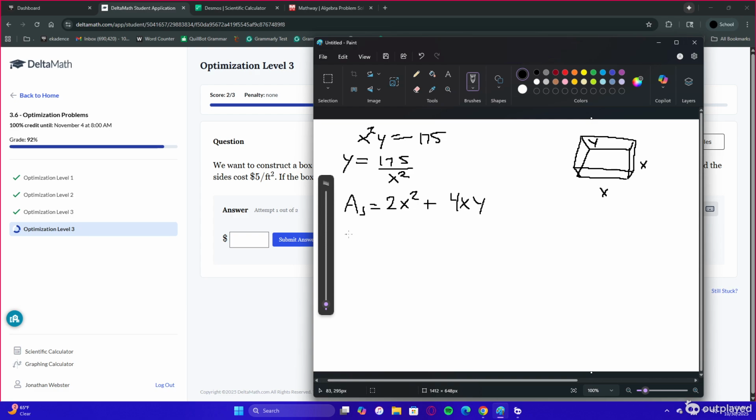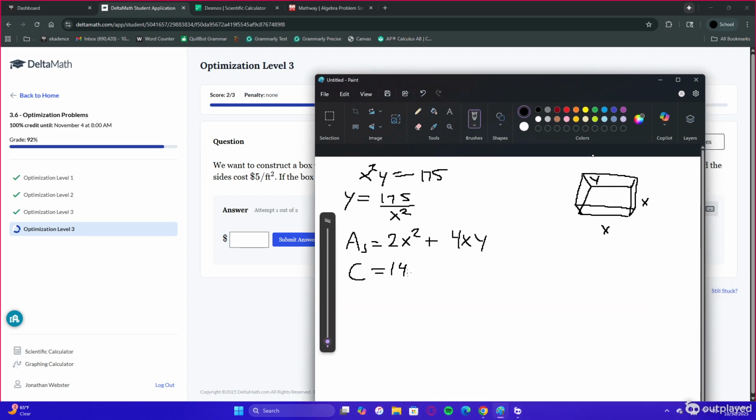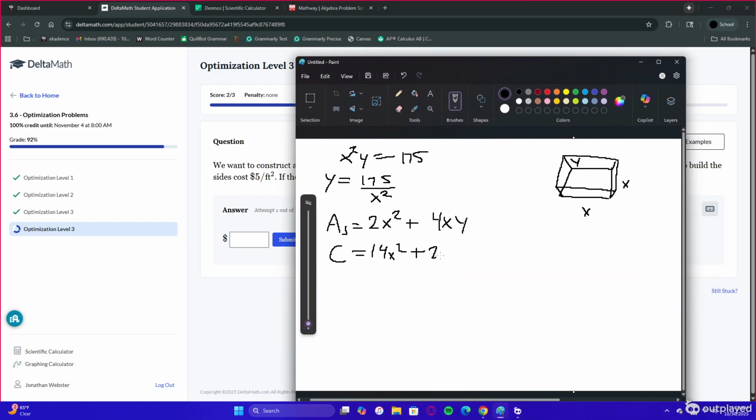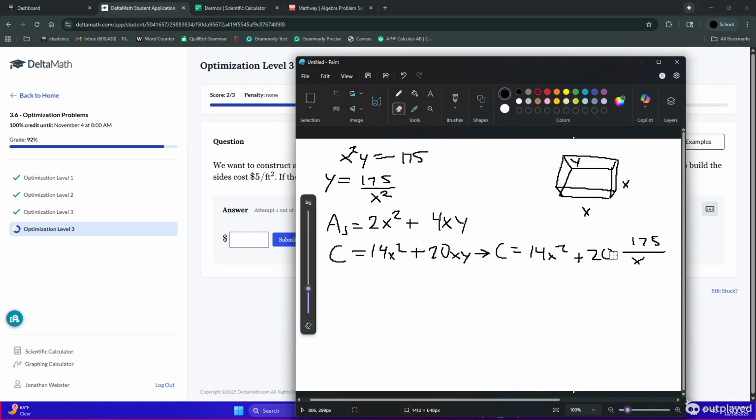And now for our cost function, each top and bottom costs $7. So 7 times 2 is 14, 14x squared, plus the sides cost $5, so 5 times 4, 20xy. And plugging in y, we get c equals 14x squared plus 20x times 175 over x squared. And simplifying that out, we get 175 times 20, so 3,500 over x.